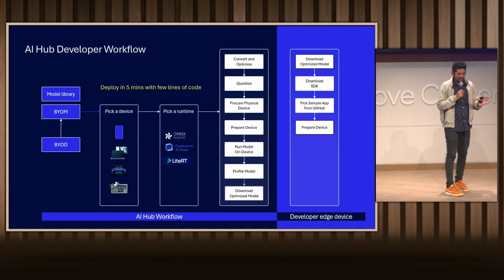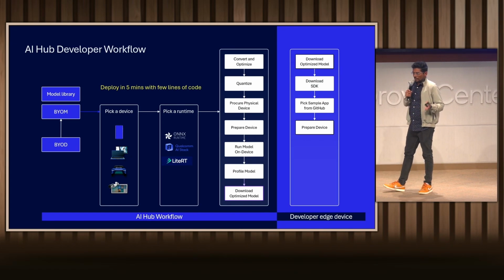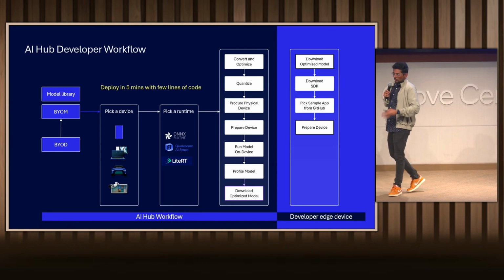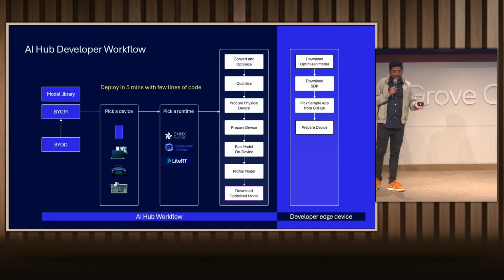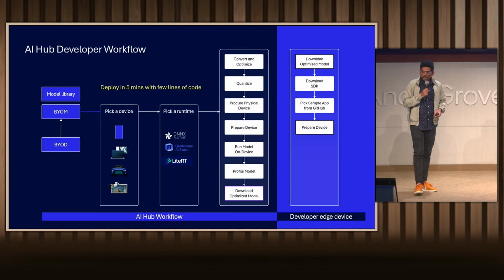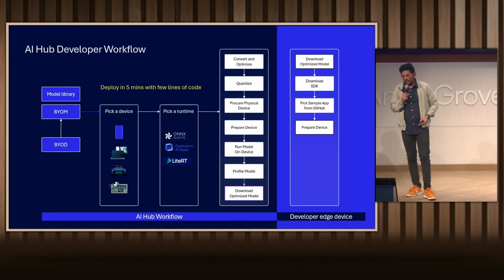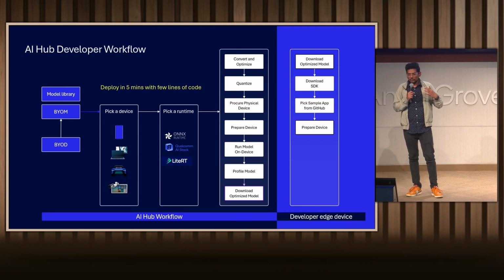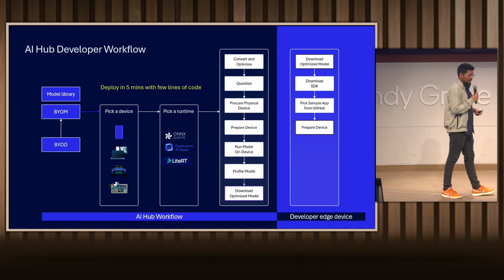So at the higher level, as we talked, you have a model, or you can bring your own model. Then you pick up a device. For example, you have mobile, compute, or XR devices to select from. And then you select a runtime, for example, ONNX, QNN runtime, or LiteRT. And on a SaaS platform, you pass in these 2 variables, and then we convert, optimize, quantize, and then we procure a real device to run your model on.